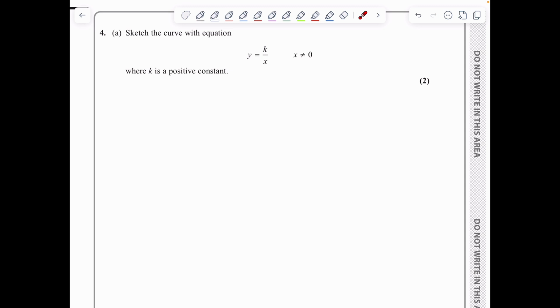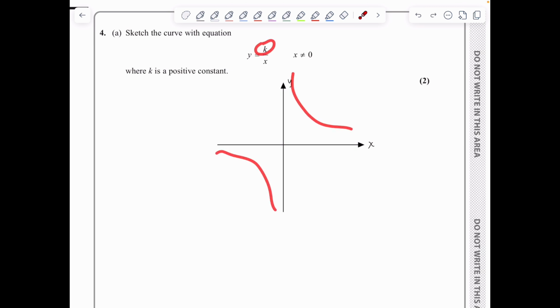In 4a, we are asked to sketch the curve with the equation y is k over x, where k is a positive constant, so we surely know we're looking at a reciprocal curve. So since k is positive, then we are in the first and third quadrants, so this is the curve with the equation y is k over x.